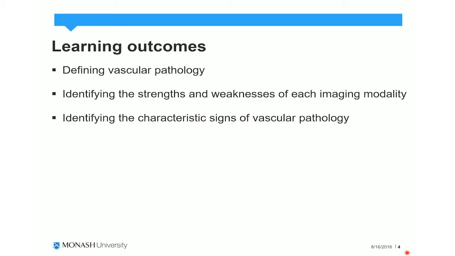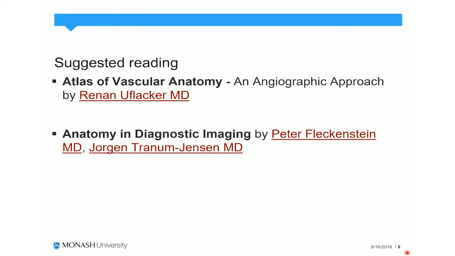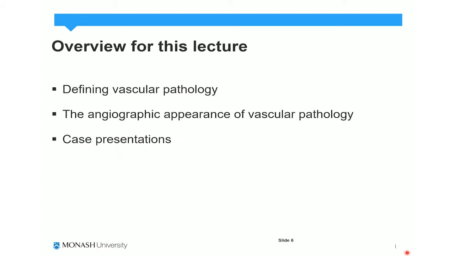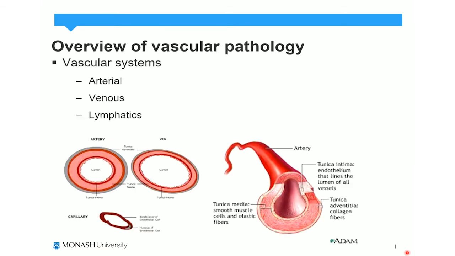For today, the learning outcomes will be defining vascular pathology, identifying the strengths and weaknesses of each imaging modality, and identifying the characteristic signs of vascular pathology. Here's some suggested reading. We're going to define vascular pathology and identify the appearance of vascular pathology on angiographic images, whether that be CT, MR, or catheter-based angiography, and look at some case presentations.